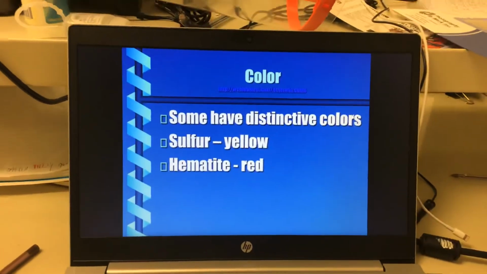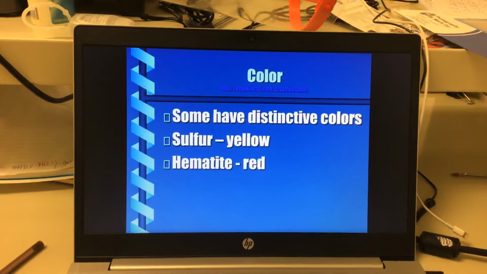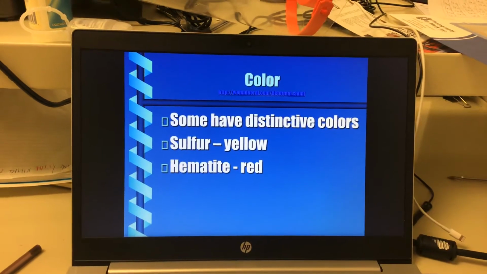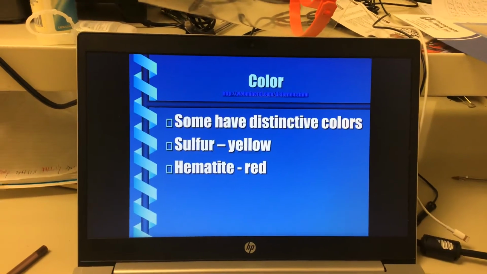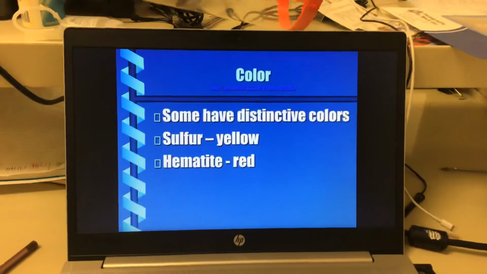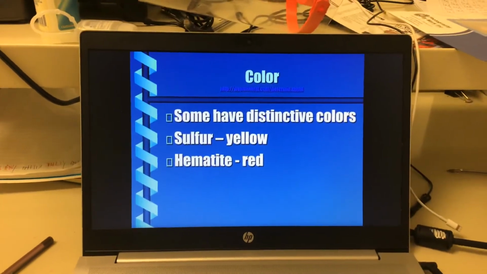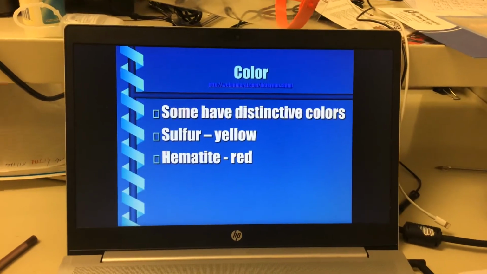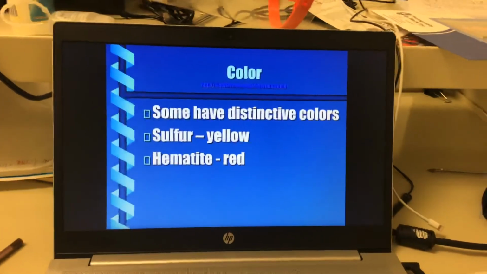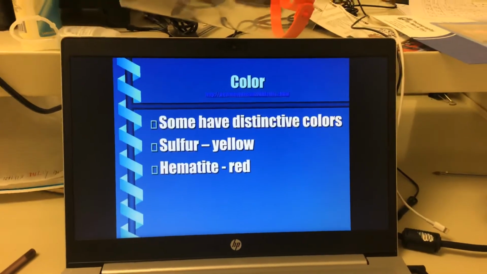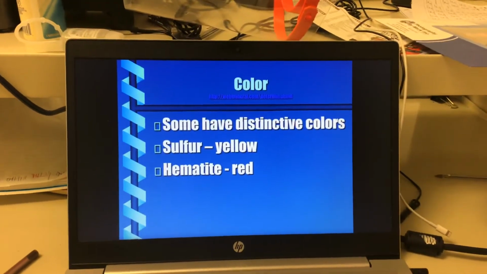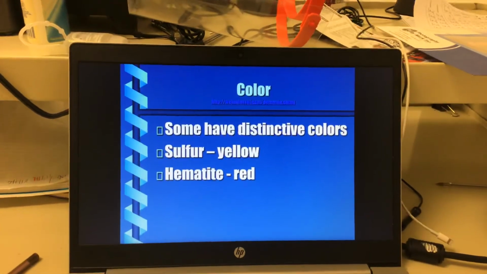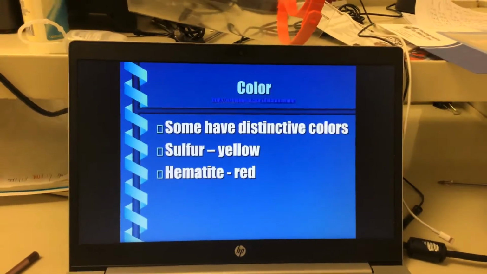Color, just write the first bullet. Some minerals have distinctive colors. Most of the time, you cannot judge a mineral by its color. Can't judge a mineral by its cover. So if it's red, you can't say, oh, well, that's quartz because it's red, okay? You can't do that. There are circumstances where it could help you determine, but you can't just say, oh, that's that color, it must be this mineral.